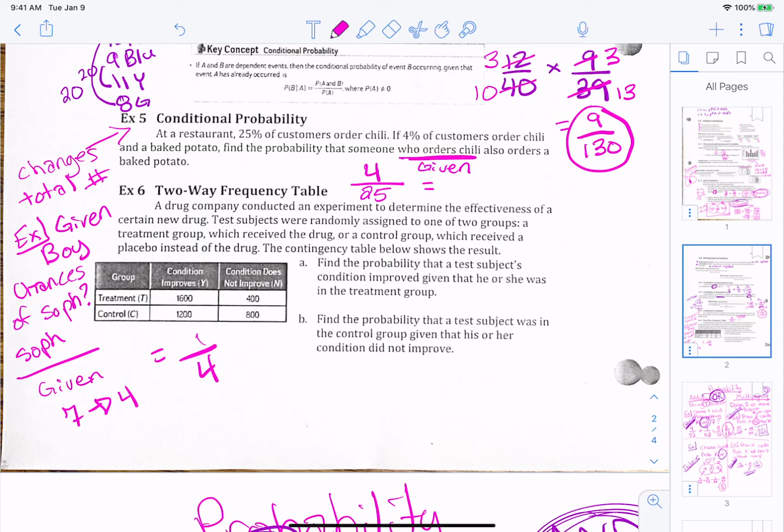Like a little less than 25%, 20-some percent. 16. So, okay, 16%. Okay, so given is my new bottom number. I'm only looking at the chili people rather than looking at all 100% of my customers. Does that make sense? Okay, all right.